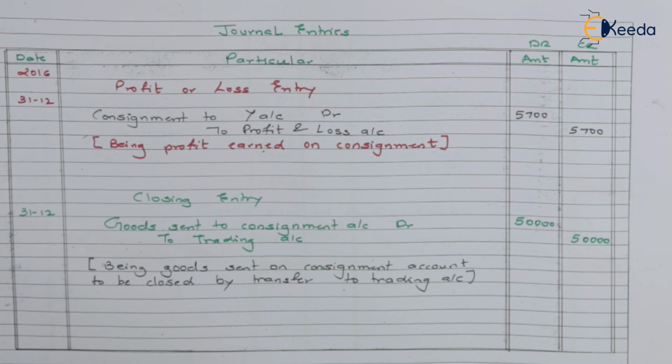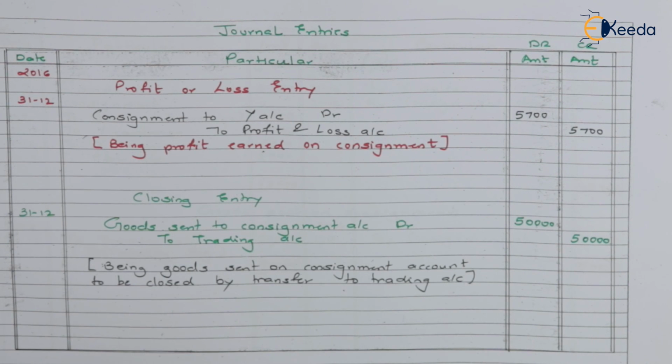The closing entry that was required here has been mentioned, and the narration that has to be mentioned is that the goods sent on consignment account, which was created earlier, has to be closed. In the first entry it was credited, now it has been debited here, and the balance has been moved to the trading account. So this marks the closure of journal entries.